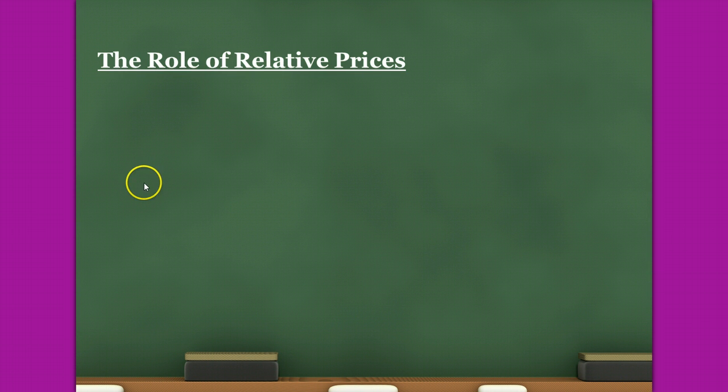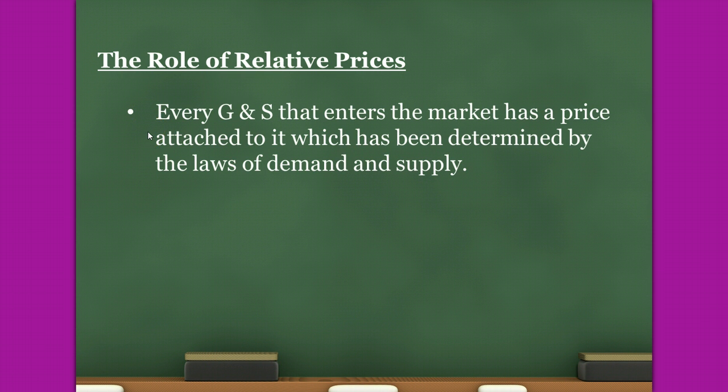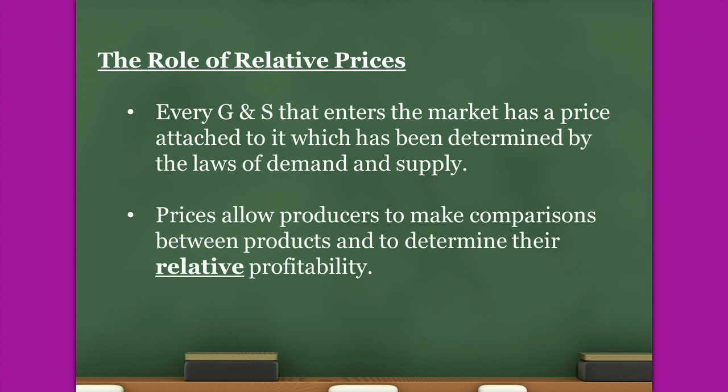Okay, so we get onto the role of relative prices. Every good and service that enters the market has a price, unless it's a public good, which is free. The price of this particular product is all determined by the market. Prices allow producers to make comparisons between different products and determine their relative profitability. Relative means exactly what it says: we are now going to compare prices of products.